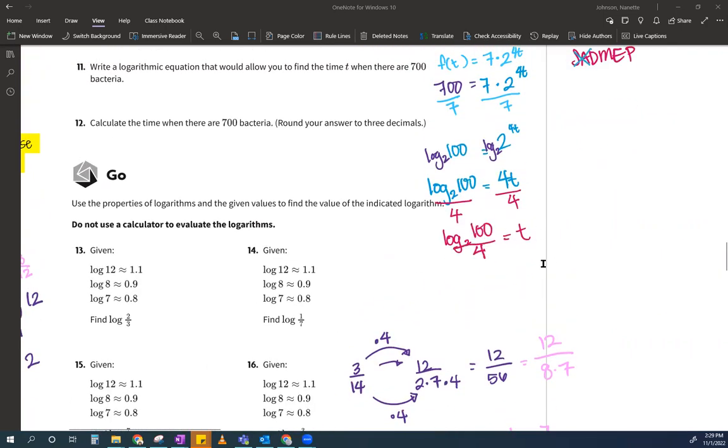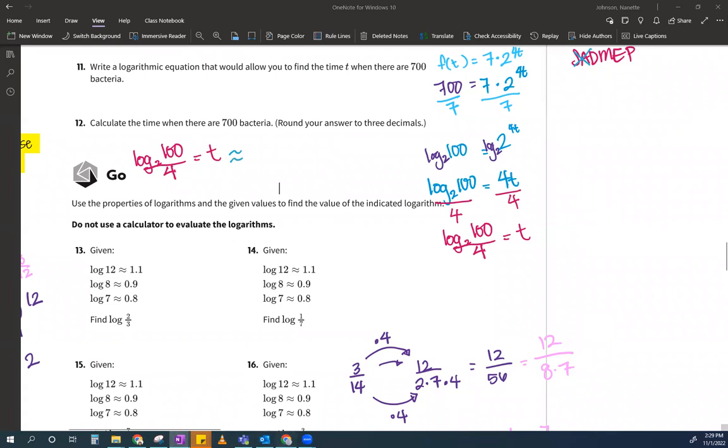So can I copy this? Am I allowed to copy? Can I copy this and put it here? Oh, I can. Look, so this is my answer right here. But then I also want an approximate, so I'm going to go into my calculator and plug this in.